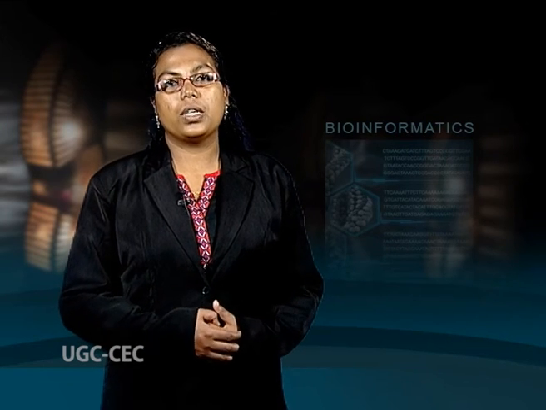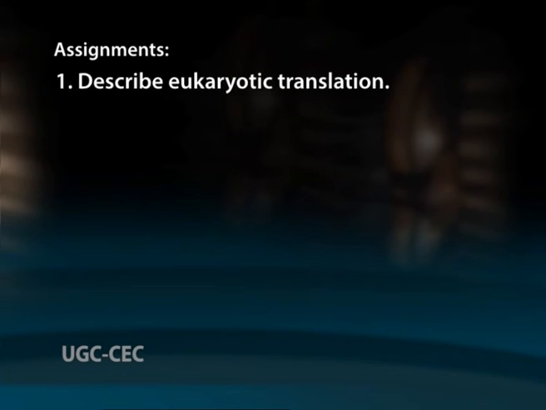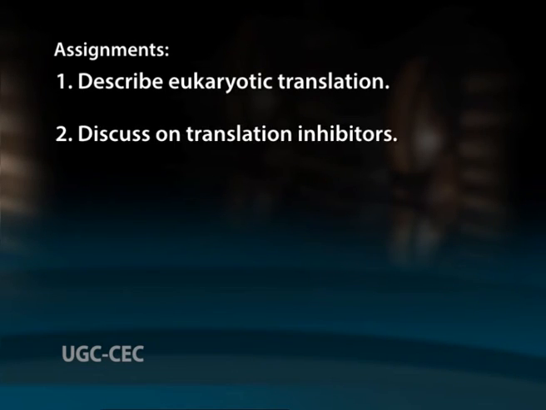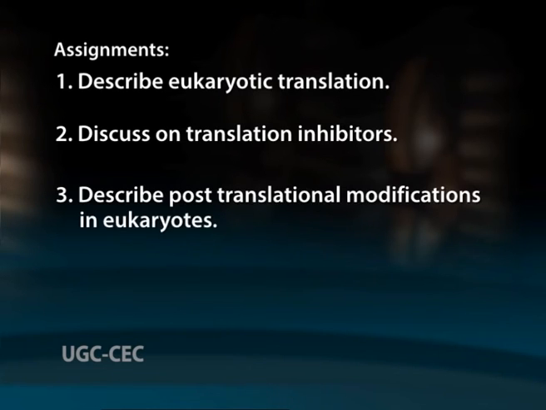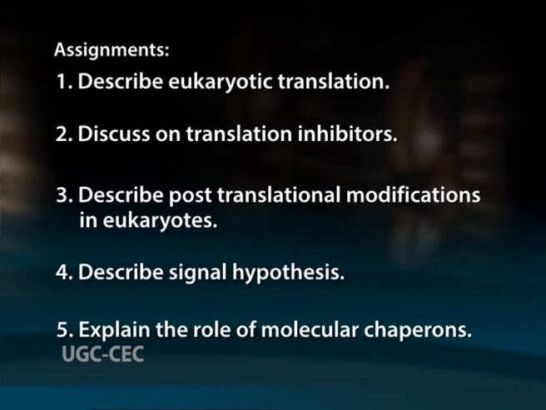Now, you can work out the assignments given here. First one, describe eukaryotic translation. Second one, discuss translation inhibitors. Third one, describe post-translational modifications in eukaryotes. Fourth one, describe signal hypothesis. Fifth one, explain the role of molecular chaperones.